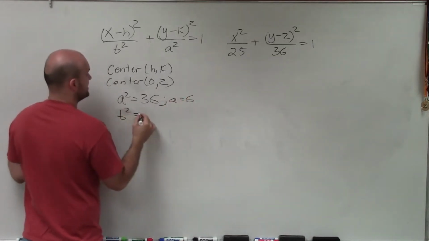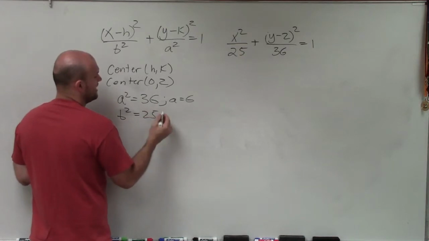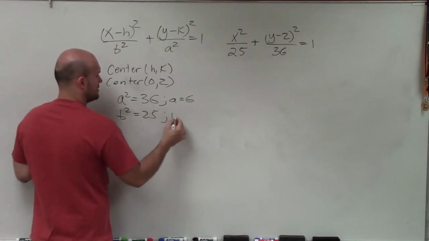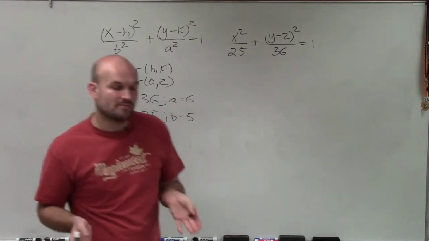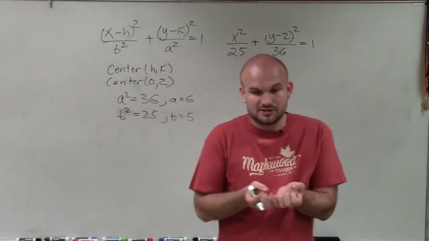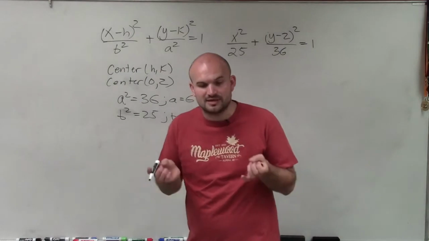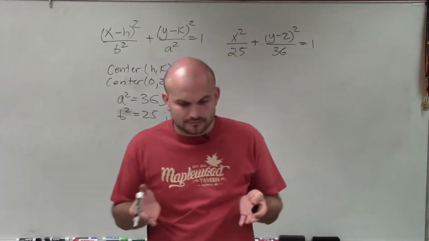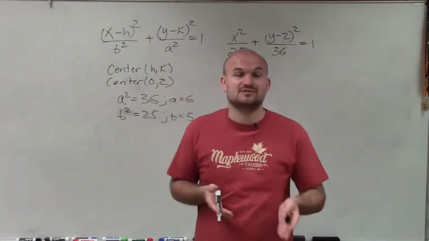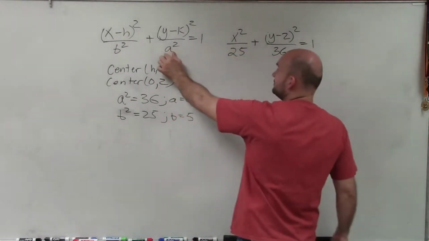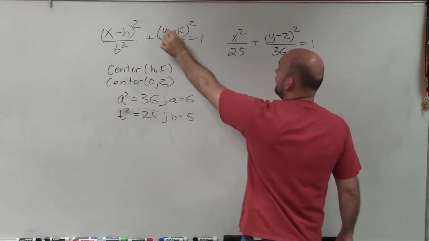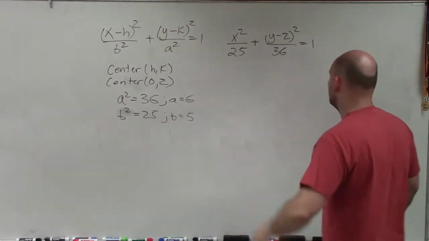Then b squared is going to be equal to 25, and therefore b equals 5. These are very important because, remember, not only is the center the center of the axis, but the vertices and the foci all lie on that major axis. Since a, the distance from my center to my vertices, is under the y, that major axis is going to be vertical.